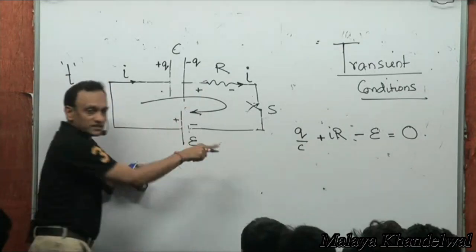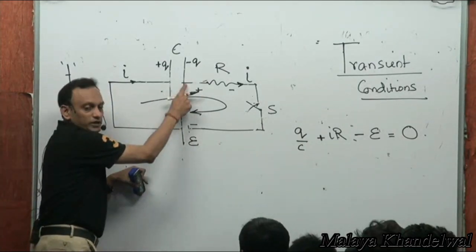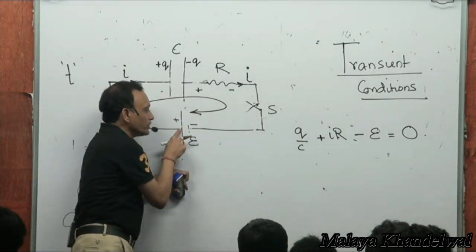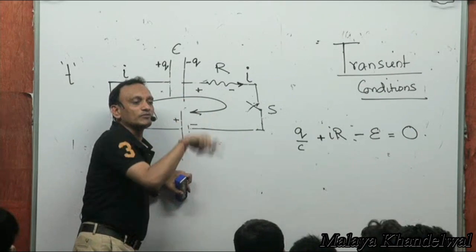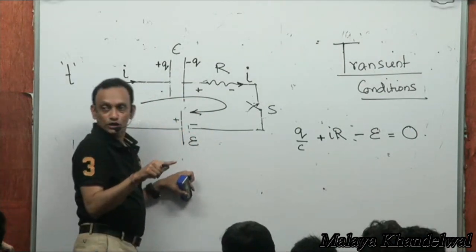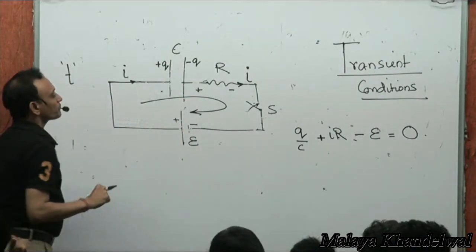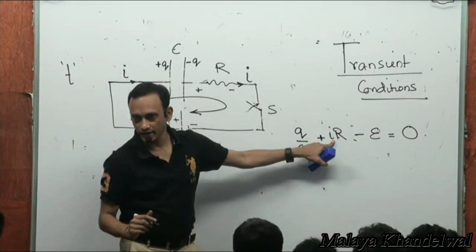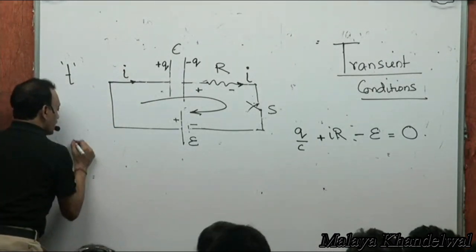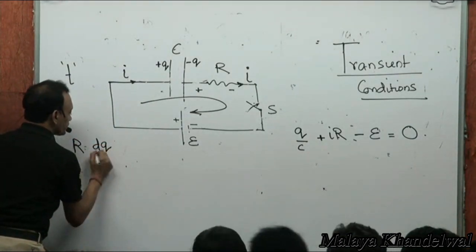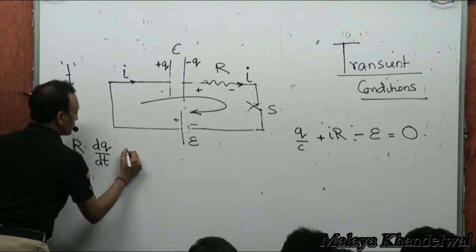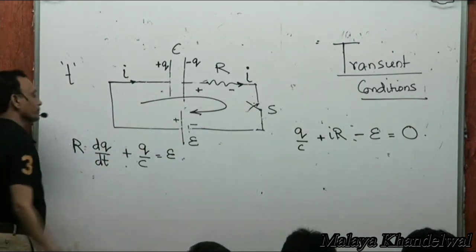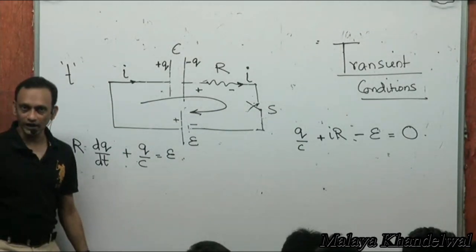So this is KVL applied to this loop. The drop from here to here is Q by C. The drop here is IR. Here to here, the drop is minus epsilon. The algebraic sum of the drops in a closed loop must be 0. Now, this I write as dq/dt, right? So I end up getting R dq/dt plus Q by C must be equal to epsilon, right?